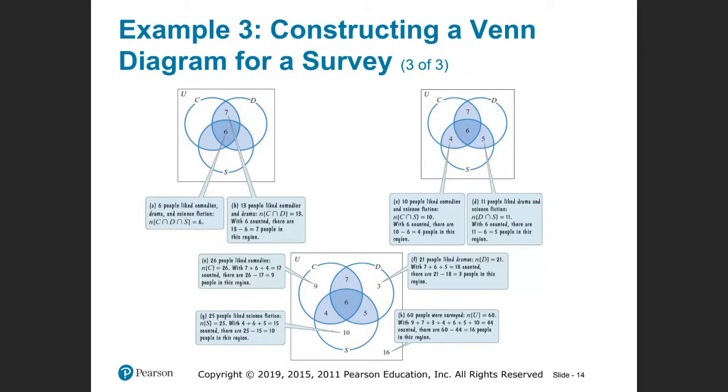Okay, going over to the other part on the right, we see that 10 people liked comedies and science fiction. So the cardinality of C intersect S would be 10. We have 6 people in the center here, the dark part. So 10 minus 6 gives us 4. Going to the other side of the Venn diagram, we know that 11 people like drama and science fiction. So the cardinality of D intersect S is 11. We already have 6 people in there, so 11 minus 6 gives us our 5.